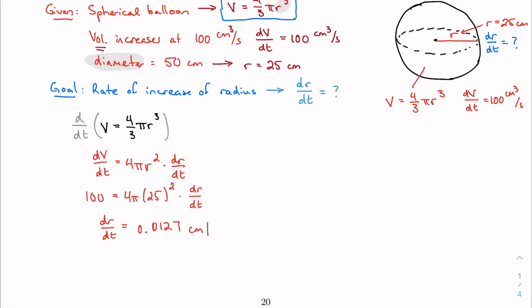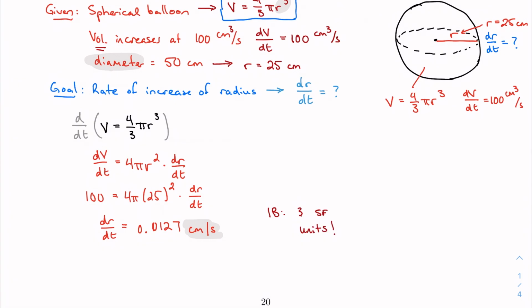Centimeters per second. So units are key here. We want to make sure we have clear units in these application problems. So two things to remember for IB, right? 3 significant figures, and remember your units as well.